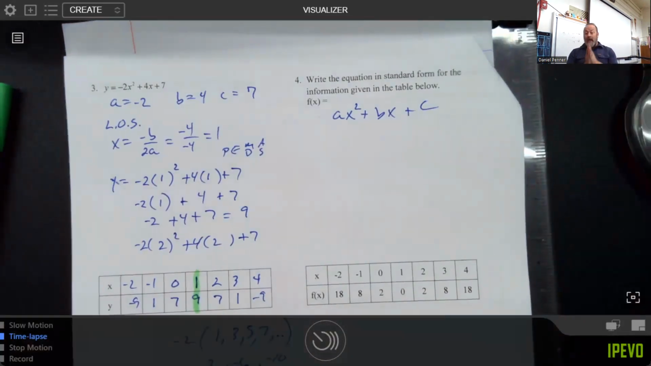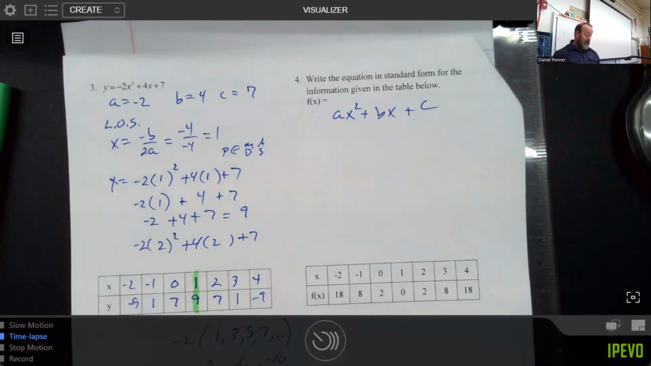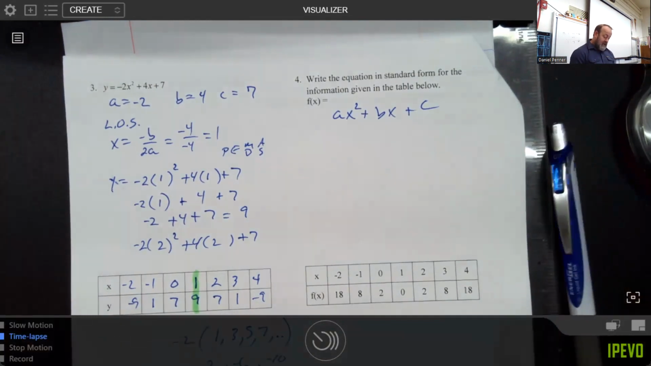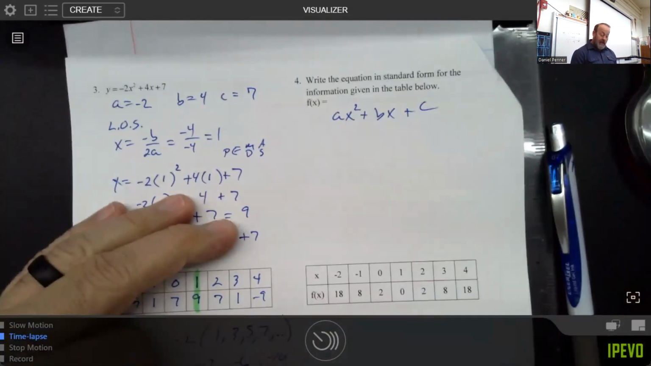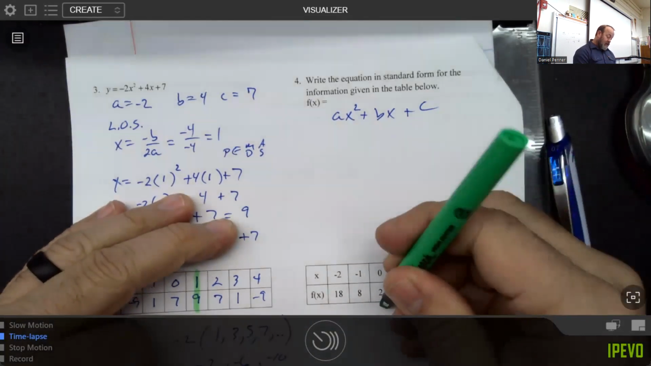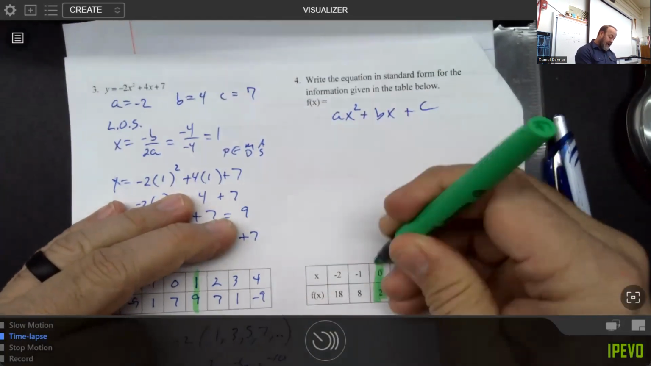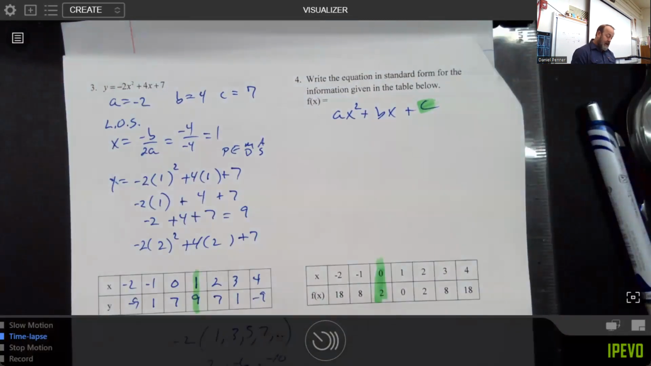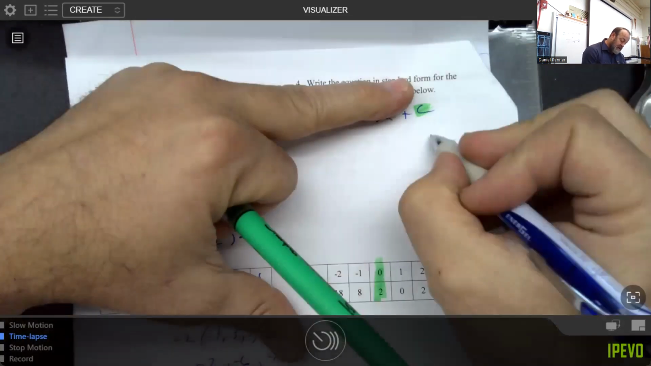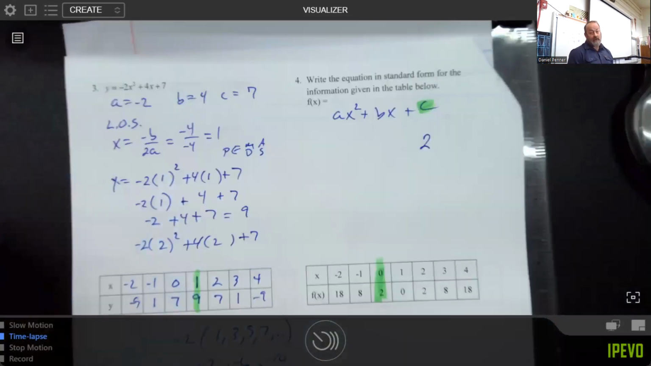A and C are both very, very easy, because C is just what happens when you plug in 0 for X. So if we look right here, I have the value of C already down. I know that C has to be the number 2. That was pretty easy.